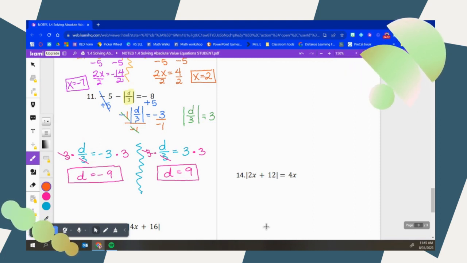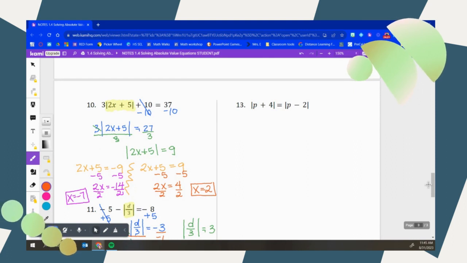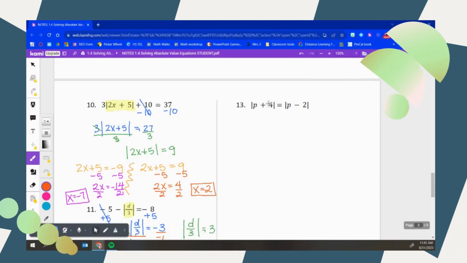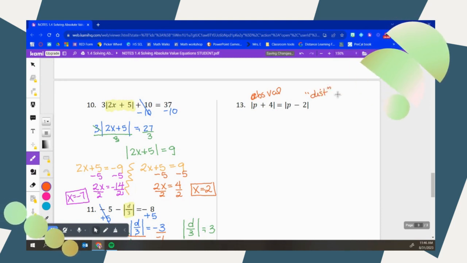What is different about problem number 13 versus what we've seen today? There's two absolute values, okay? So we're going to focus this as one being our absolute value and the other one being our distance. Our absolute value has always been on the left, so we're going to call this guy our absolute value. We're going to call this guy over here our distance. Good so far? Are we okay?